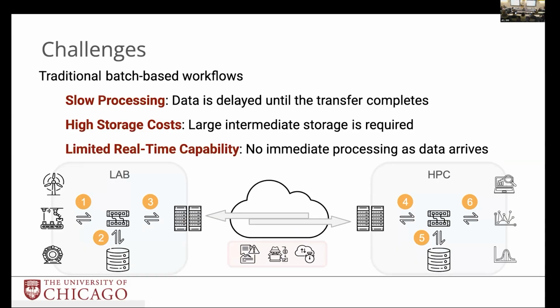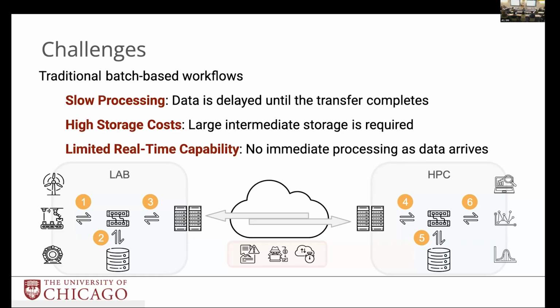But for transferring this data, the common approaches, which are batch-based workflows, are pretty slow. They need to store the data as it is produced on intermediate storage, and then the data is later transferred to the HPC. This adds a lot of latency, and to do computation or analysis on this data, we need to wait for the transfer to be completed. The storage itself adds a lot of overhead and cost. And most importantly, we don't have real-time analysis capabilities.